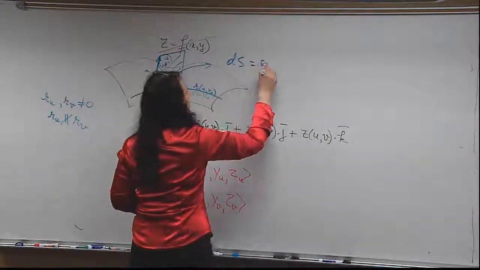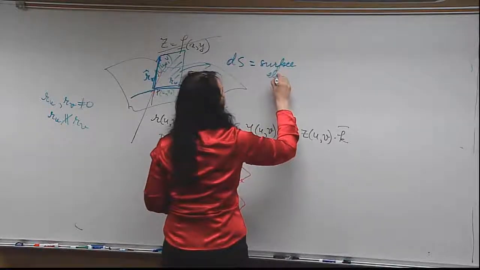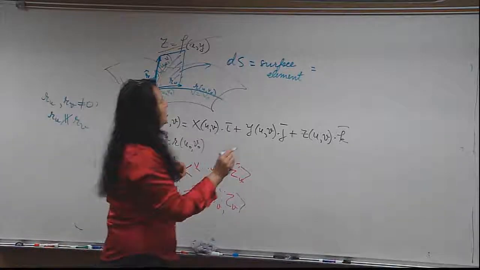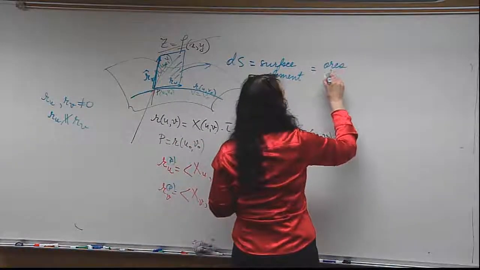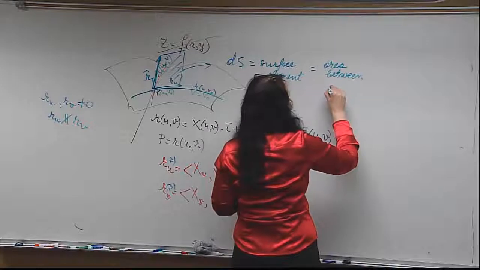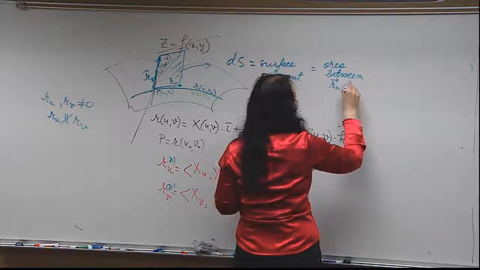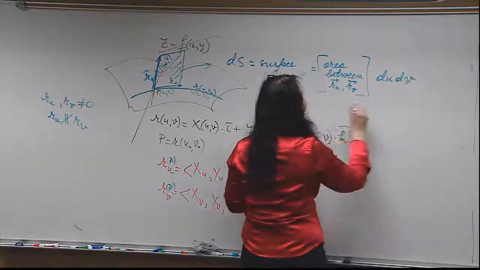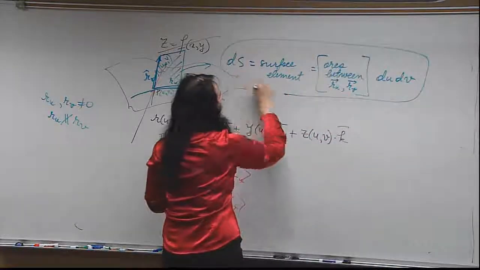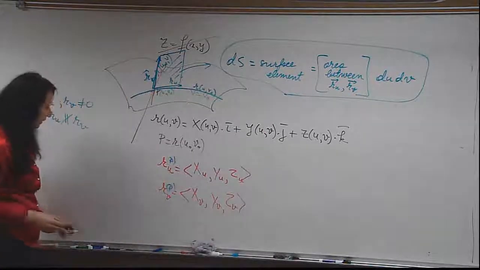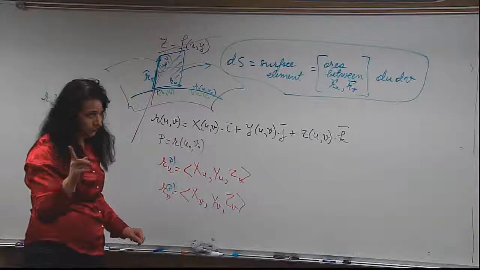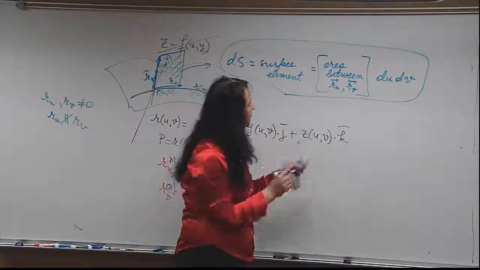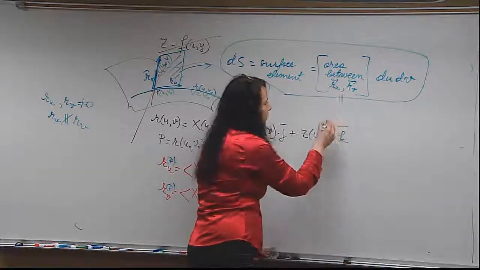The surface element actually will be exactly the area between R sub u and R sub v times du dv. Say it again, Magdalena. What the heck is the area between the vectors R sub u, R sub v? You know it better than me, because you're younger and your memory is better, and you just covered this in chapter 9.